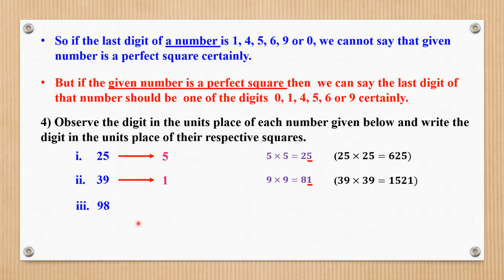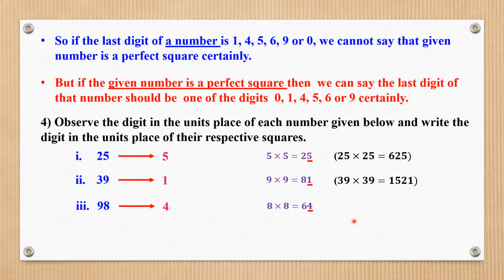Third case, 98. Now you have to find the last digit of the square of 98. හරි 98 වෙනි perfect square එකේ last digit එක හොයලා දෙන්න ඕන. Just we have to multiply 8 by itself. 8 times 8 is 64. The last digit of 64 is 4. Then the last digit of the square of 98 is also 4.